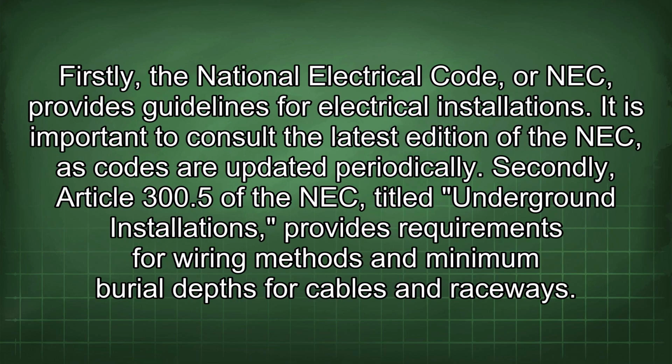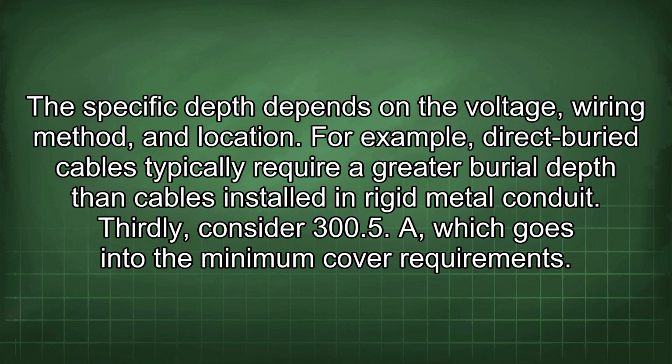Firstly, the National Electrical Code, or NEC, provides guidelines for electrical installations. It is important to consult the latest edition of the NEC, as codes are updated periodically. Secondly, Article 300.5 of the NEC, titled Underground Installations, provides requirements for wiring methods and minimum burial depths for cables and raceways. The specific depth depends on the voltage, wiring method, and location. For example, direct buried cables typically require a greater burial depth than cables installed in rigid metal conduit.